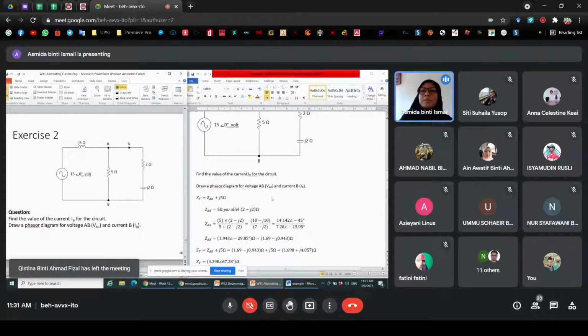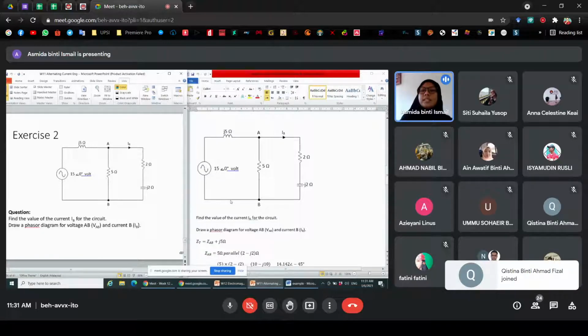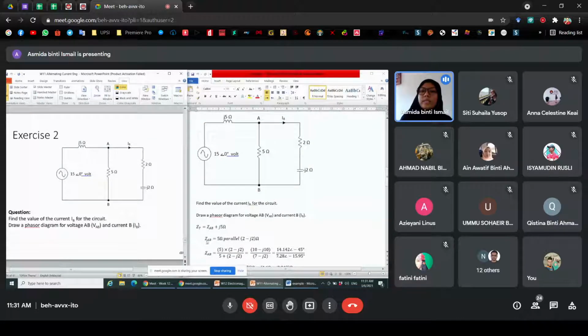Actually the problem, the hardest part for this topic, is to find the value for the total impedance. If it is series it is fine, but series-parallel is where the problem is. Parallel usually causes a bit of a problem. It's hard to find the value for that.